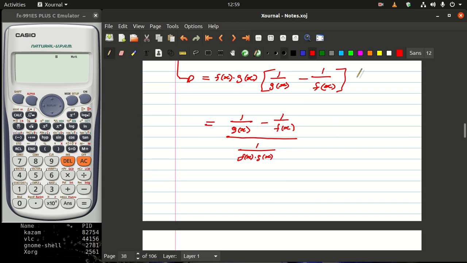And now when you look into this, once I have 1 over g of x, this one is going to end up going to 1 over infinity, and then minus, and this one is also going to be 1 over infinity because our f of x is going to infinity. And then here we'll end up having 1 over infinity times infinity, and infinity times infinity, we know that it is the same as infinity.